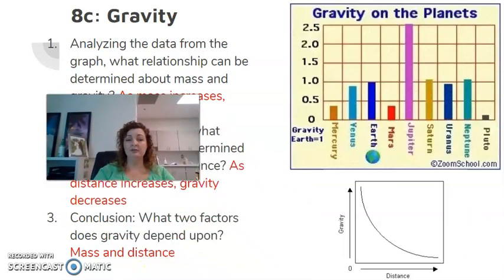And then the last question, number 3, says, what 2 factors does gravity depend upon then? Well, it's going to be mass and distance, right? Gravity depends on distance. The farther away you are, the less gravity you have, right? The closer you get, the more gravity. And mass: if an object is more massive, it has more gravity, and if it's less massive, it has less gravity.